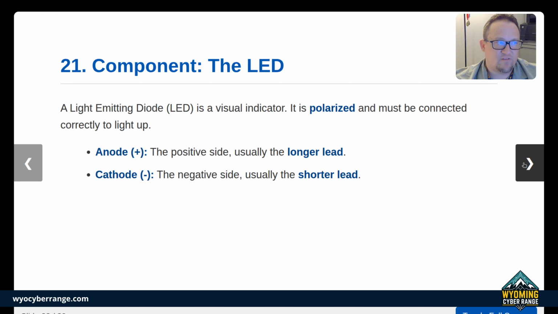The reason for this is that it's a diode. A diode only allows power to go through it one way. If you flip this backwards, the LED probably won't light up. It won't damage the LED, but it just won't light up. You'll expect it to light up and it just won't. Now remember, LEDs are going to have an operating voltage, so make sure that you're using the proper resistor when you're using them.